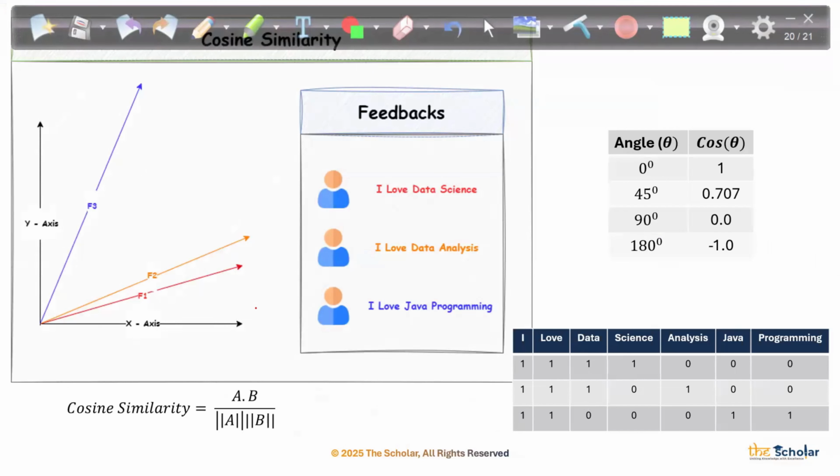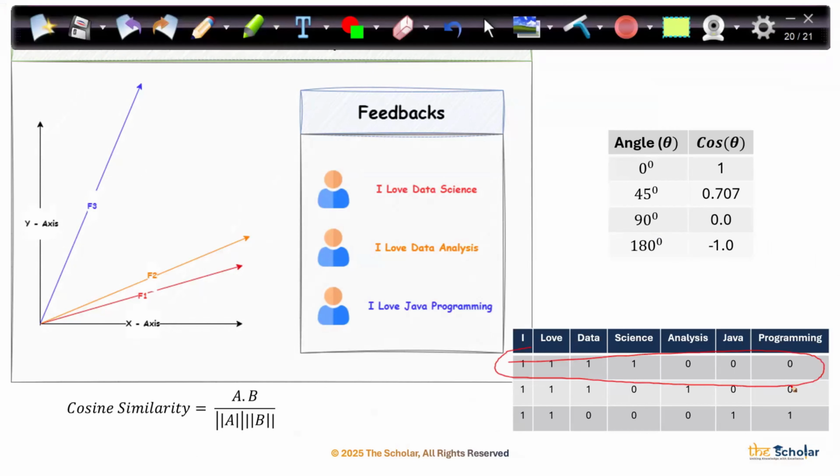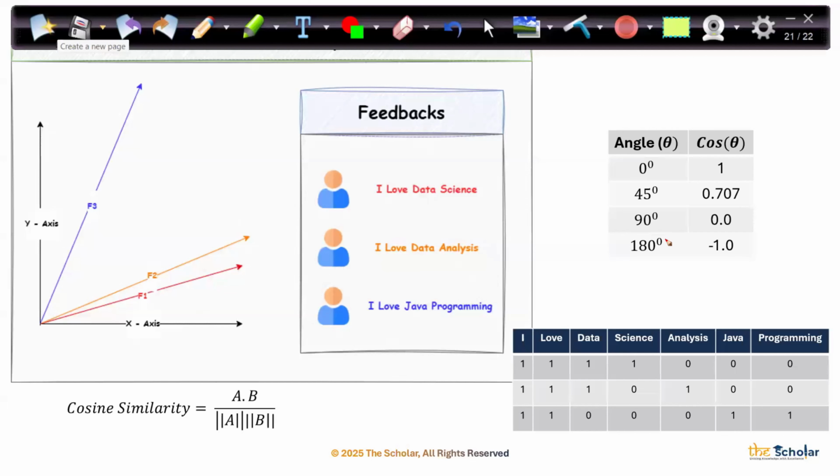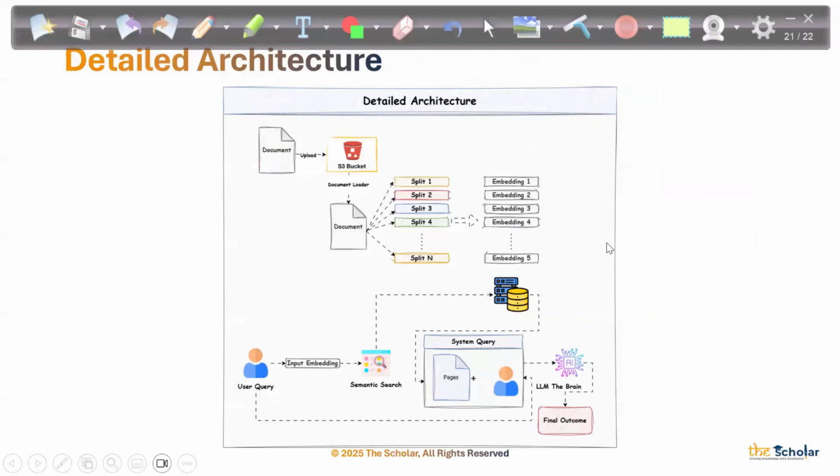This is my first row. This is my first row, which I will store. This is my second row, which I will store. This is my third row, which I will store, and so on and so forth. Okay, so that is what is happening at this particular point.